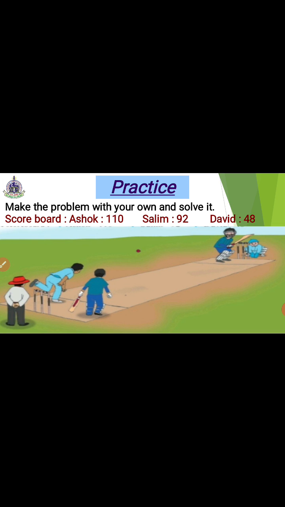Now, this one is a practice for you. Make the problem on your own and solve it. The scoreboard is Ashok 110, Salim 92 and David 48. You have to make a word problem with this given information and you have to solve it. Okay, students?